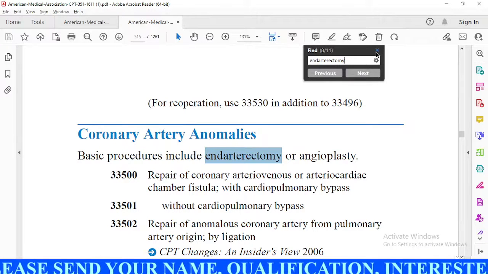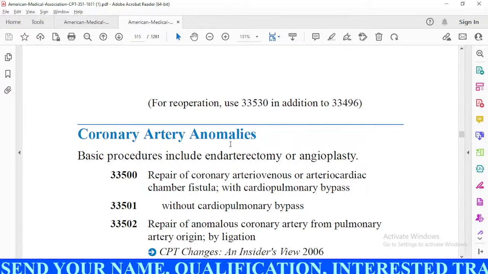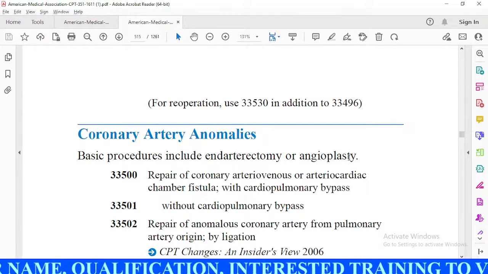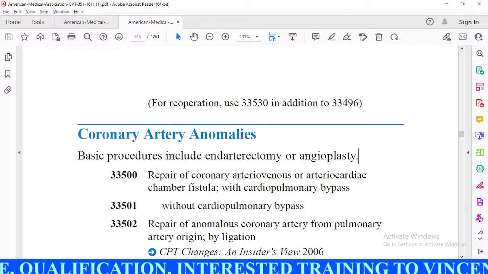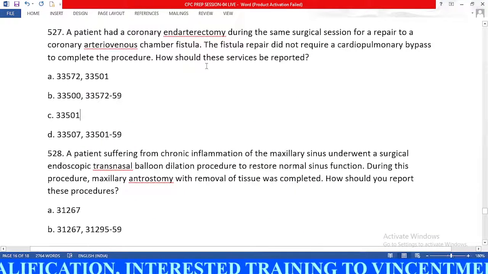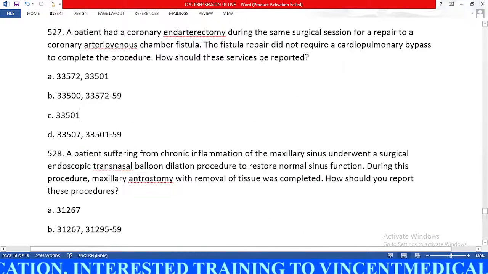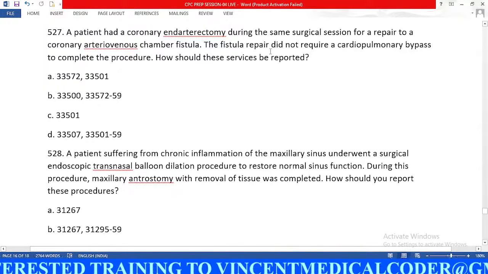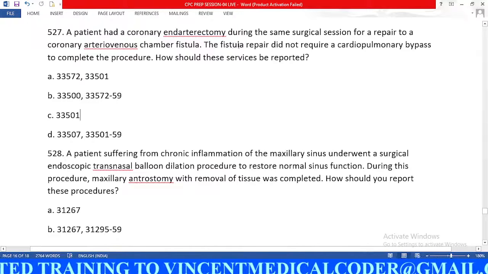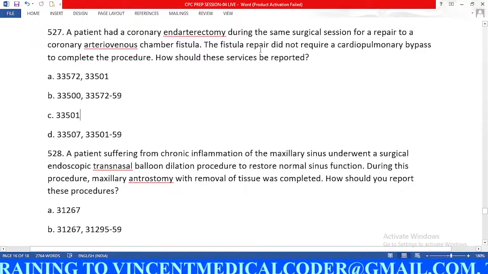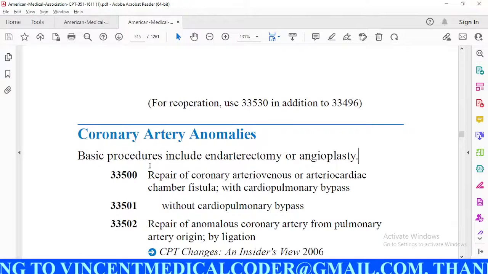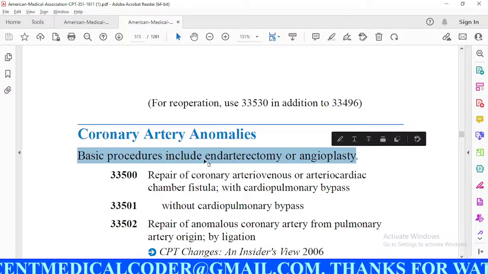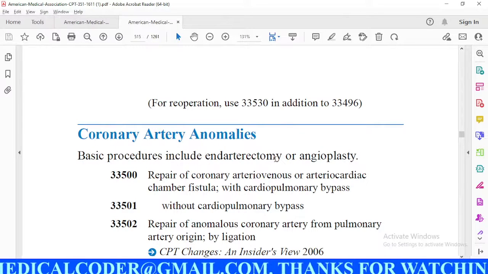See here, in the coronary artery anomalies section, basic procedures include endarterectomy or angioplasty. Here, the physician has performed two repairs, coronary endarterectomy and fistula repair. Fistula repair is the basic repair. So we don't need to code endarterectomy with fistula repair using the CPT guideline. You can understand that basic procedures include endarterectomy or angioplasty, so here we don't need to code the endarterectomy code.